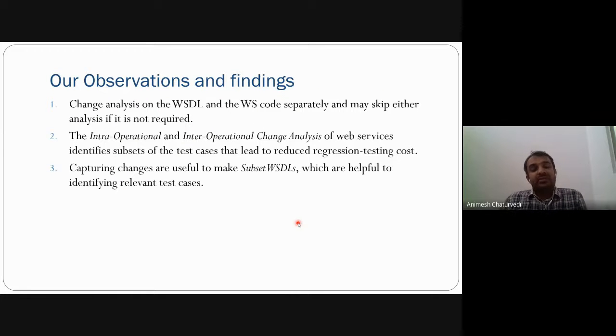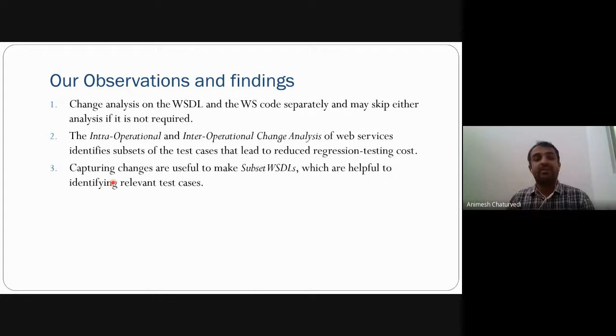Then what are the observations that we have? The observation is that change analysis can be done with the help of WSDL as well as WS code. Both could be separated as well as mixed together, meaning any one could be skipped if it is not required. Then intra-operational analysis we have seen within an operation. Inter-operation means dependencies between procedures and operations. So inter-operational change analysis we have seen. It identifies a subset of test cases that leads to reduced regression testing cost.